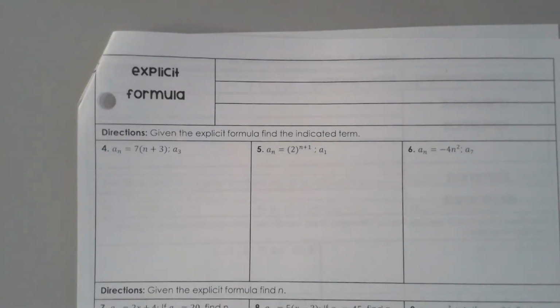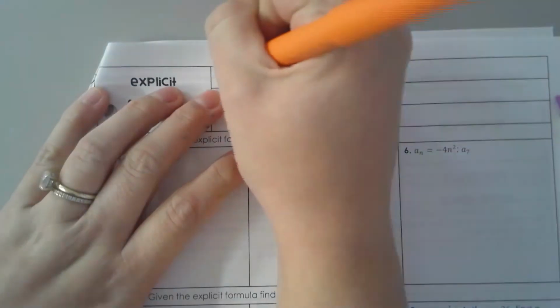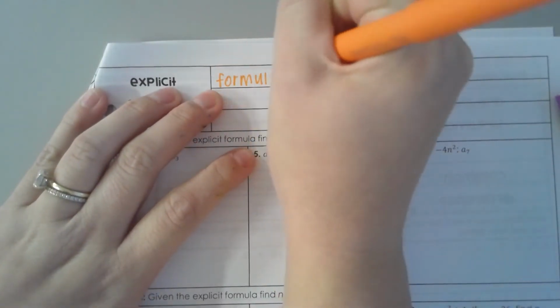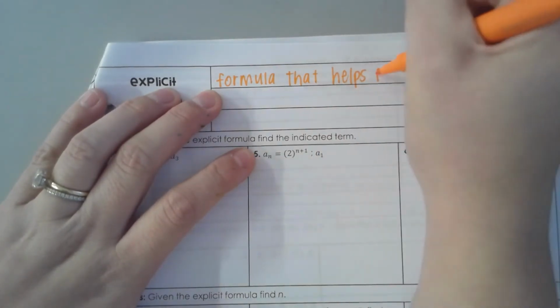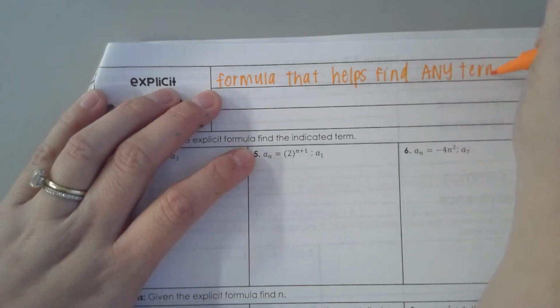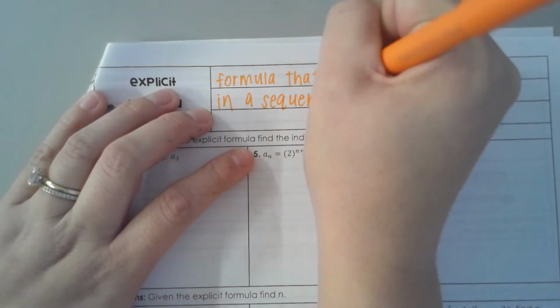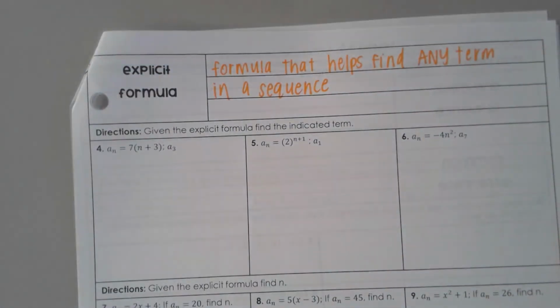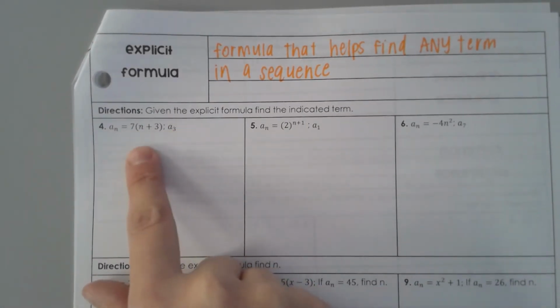So an explicit formula is a formula that helps find any term in a sequence. So instead of just having to go plus 4, plus 4, plus 4, plus 4, plus 4 100 times, if I am given a formula, I can just plug that number in.